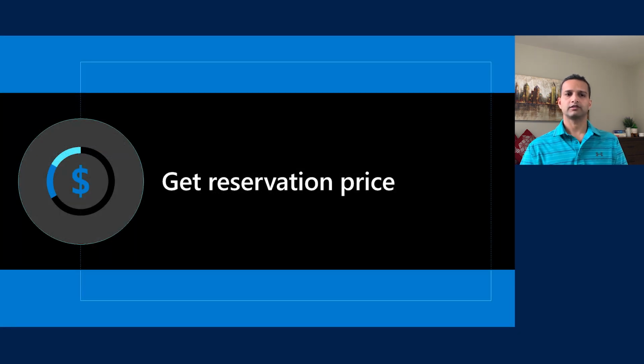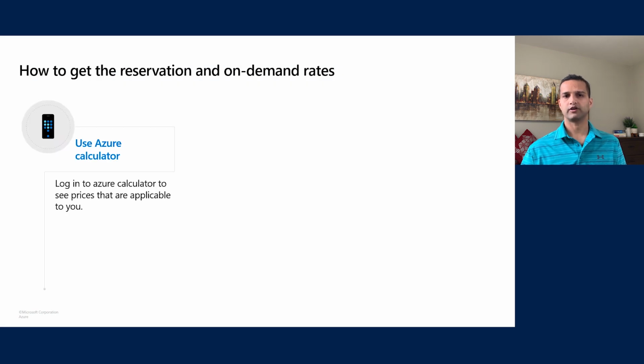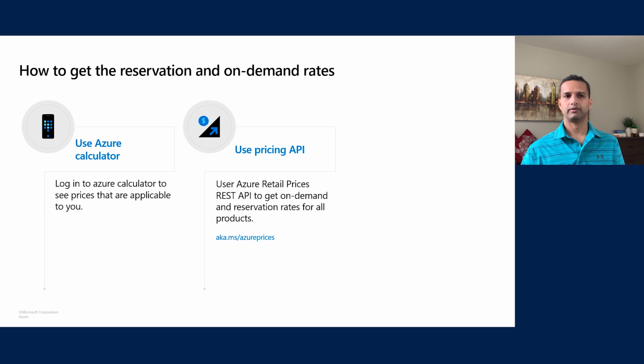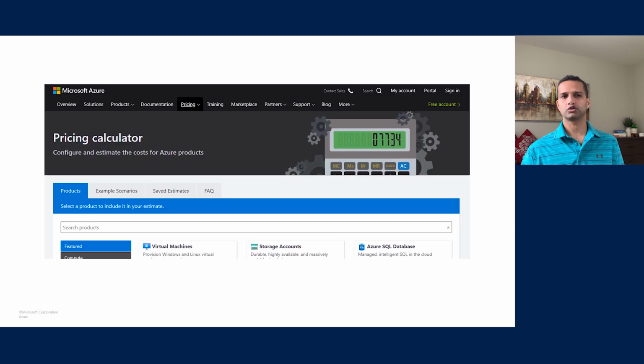So the next topic is how to get reservation prices. There are 3 ways that you can get reservation prices. First, you can go to Azure Calculator. Second, you can use the pricing API. Third, you can use the reservation purchase experience to see the prices. So let's go through the Azure Calculator.